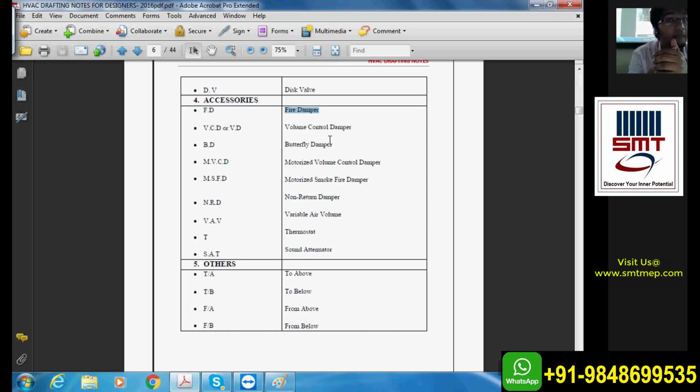Is it called variable? क्या change हो रहा है उसमें? What is varying? Volume is changing. And in CAV what is not changing? Volume is not changing, temperature is being constant. All right, so that is a CAV, this is a VAV.